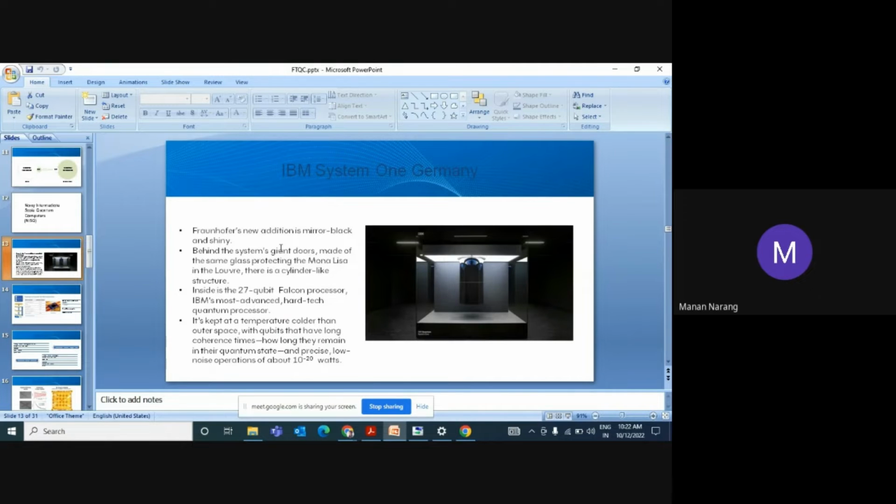So this is what the IBM System One looks like. I hope many of you have seen that. It sits behind the same glass that the Mona Lisa has. The Mona Lisa is placed in the Louvre in France, and it has the same glass that this quantum computer has, and they are stored at temperatures of millikelvins. They are so cold that they are colder than outer space, and that is what makes them so unique. And it's a marvelous technology in itself that we have reached.